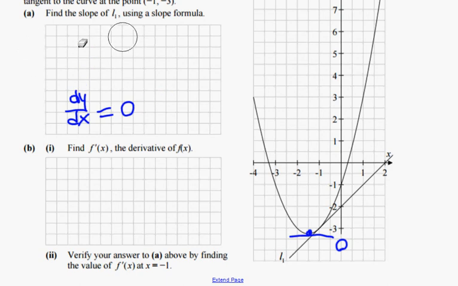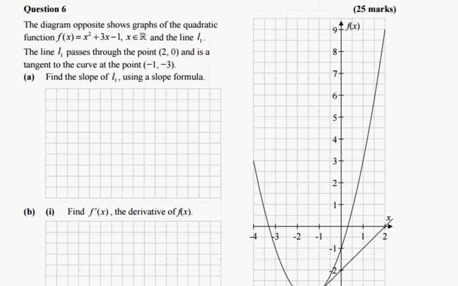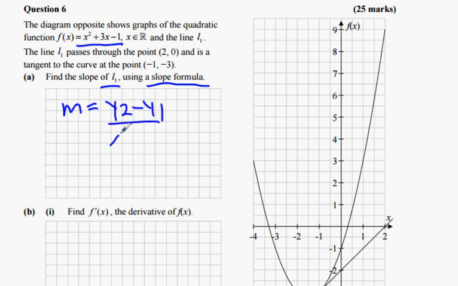Okay? So let's look at this question here and look at exactly what they want us to do. First of all, they gave us this here. They want me to find the slope of L1 using the slope formula. I go to my tables on page 18. I write down the slope formula. This is geometry now. Geometry and trigonometry. Geometry can turn up in trigonometry, okay?